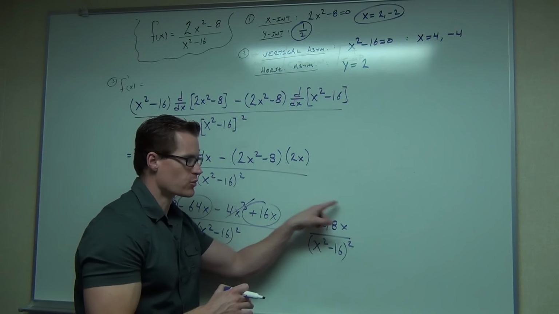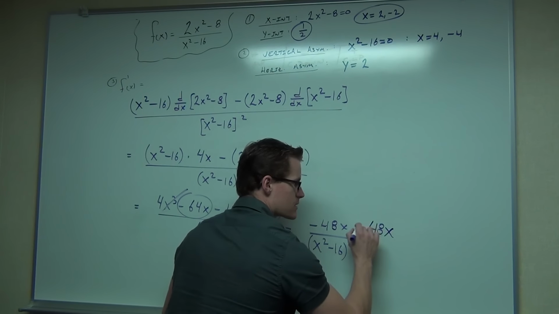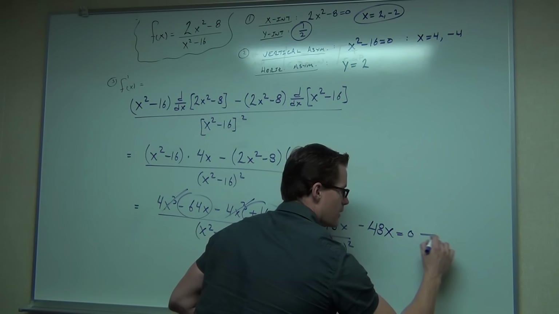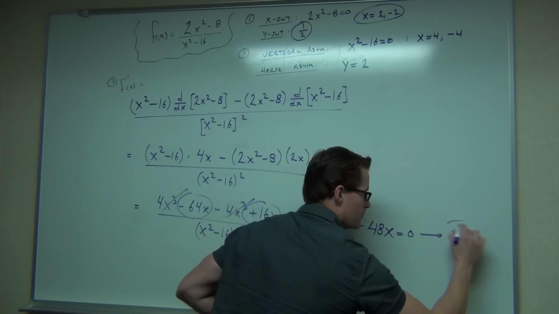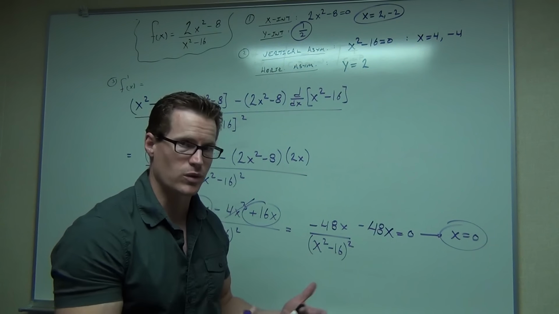So the idea is to find all the places where the numerator and the denominator equal 0. In our case, the numerator equals 0 when negative 48x is equal to 0. That says x equals 0. That's going to be one critical number, which possibly is a relative max or relative min.